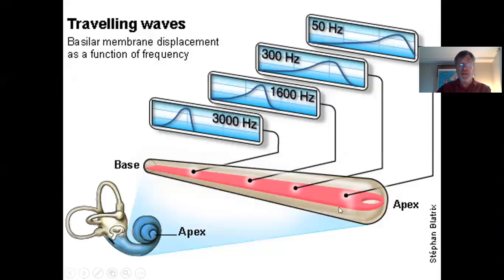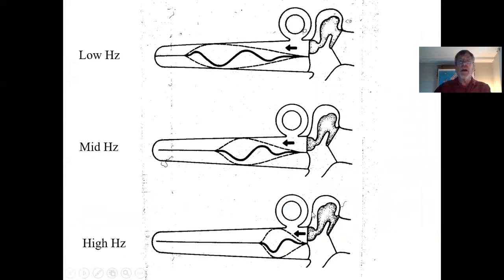Okay, notice this has more mass as you get toward the apex. And what's wrong with this picture is I wish they would have drawn this white area as getting wider toward the base, but I guess they're just showing the scala media. So remember, the scala vestibuli and scala tympani are going to get wider this way. Okay? Anyway.